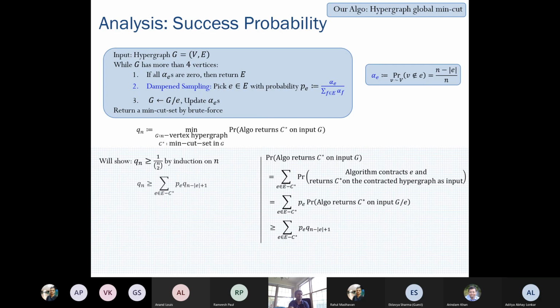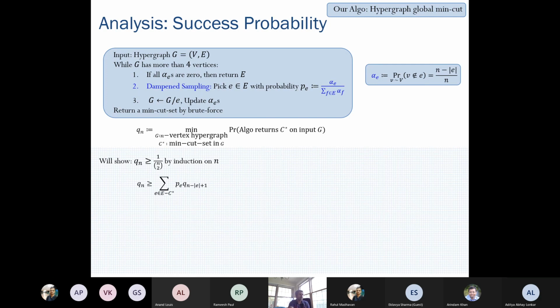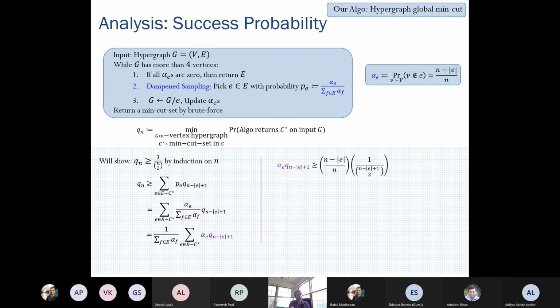Okay, so this is by induction. So we've shown that Qn is at least this lower bound. Now substitute the PE. This is the dampening factor divided by the sum of all dampening factors. Move the sum of all dampening factors outside. The dampening factor of the hyperedge E is n minus size of E divided by n. And Qn minus size of E plus 1, by induction, is at least 1 over n minus size of E plus 1 choose 2.